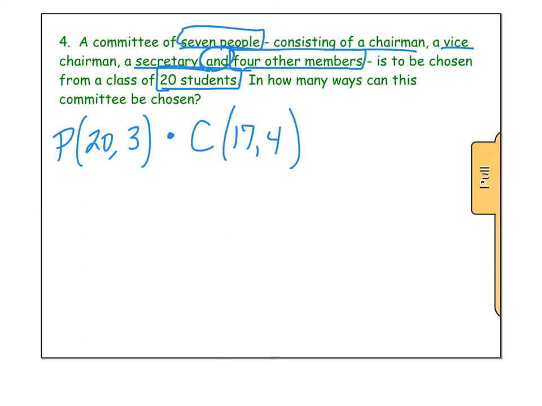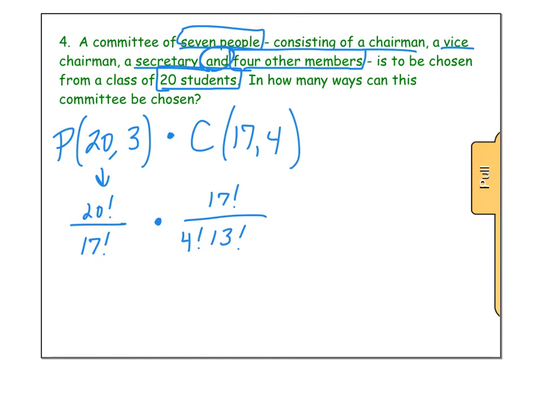So let's jump into our equations. For permutations, we take n factorial on the top, and then the difference between n and r, factorial, on the bottom, times 17 factorial on the top, 4 factorial on the bottom, times the difference of n and r. The difference of 17 and 4 is 13 factorial.